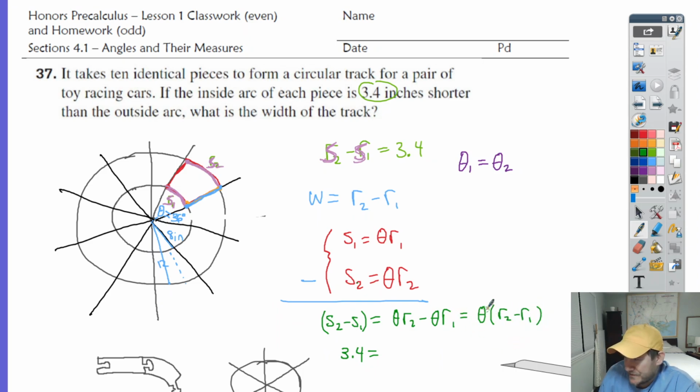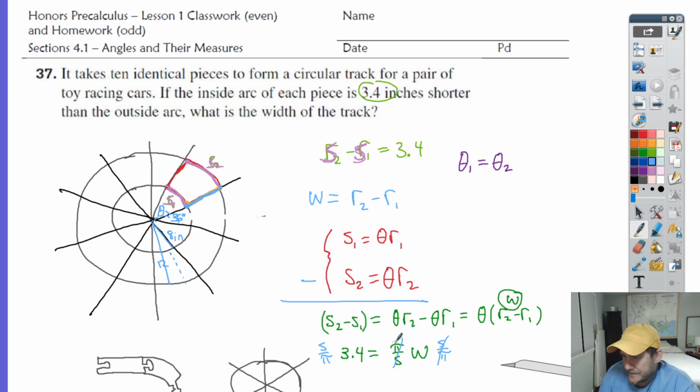And then the magic here is I know theta. We said it's pi over 5. And I actually also know R2 minus R1. That is the thing called the width. So I can substitute in for this expression too, just call it W. And finally, I'm at a simple place now where all I have to do to solve is multiply by the reciprocal of pi over 5, which is 5 over pi. So I can get these to cancel, and I can see that my width is going to be whatever 5 times 3.4 is.